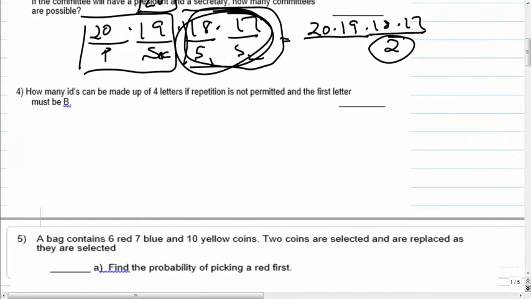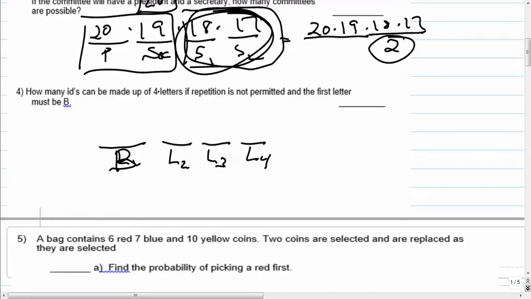Number 4. I want to make up an ID that consists of 4 letters. Repetition is not permitted. The first letter needs to be a B. So what I need to do is pick 4 letters: letter 1, letter 2, letter 3, and letter 4. But I noticed the first letter has to be a B, so we're going to label that one B.